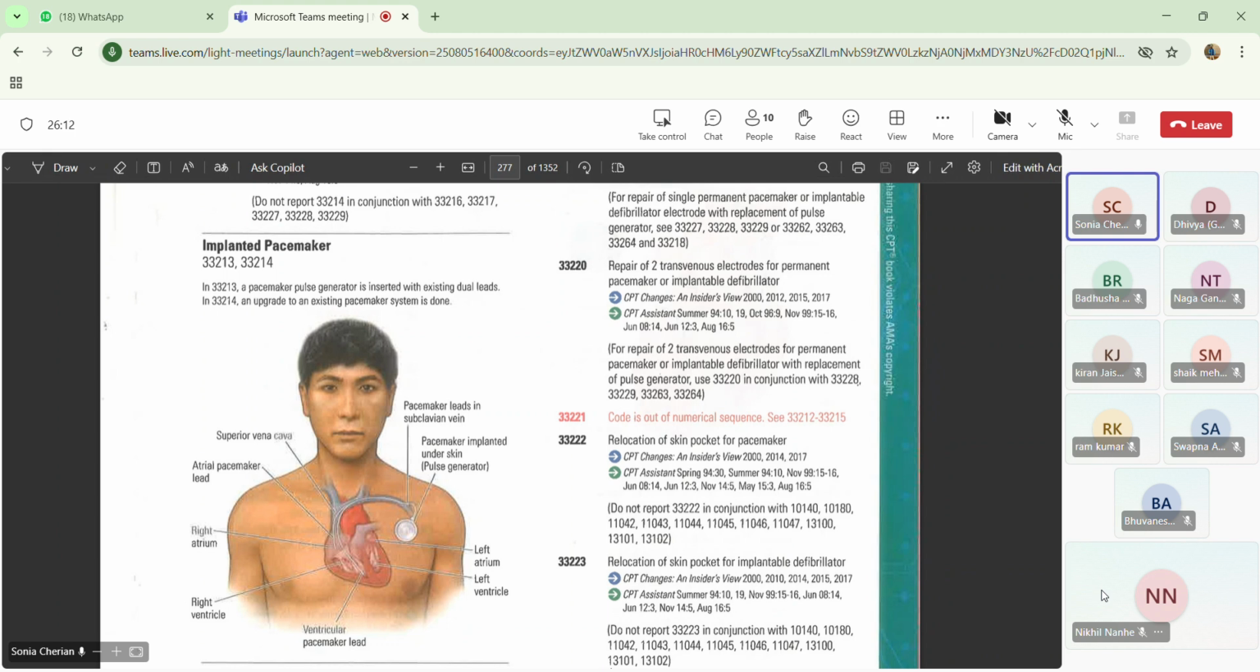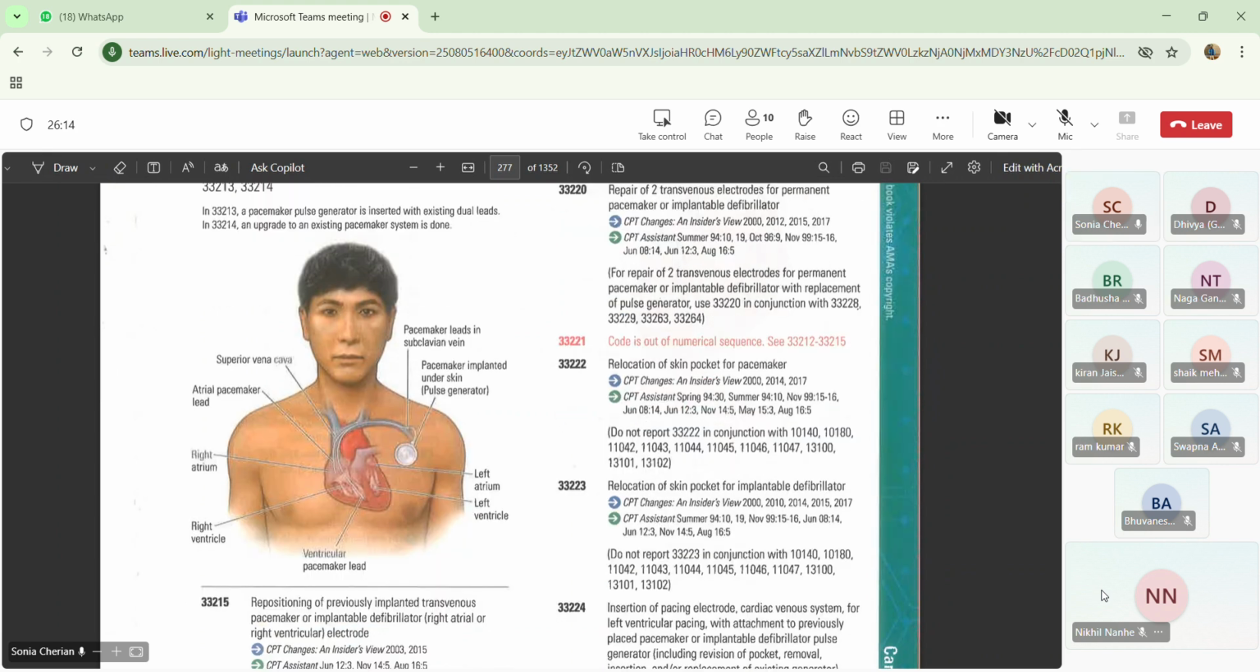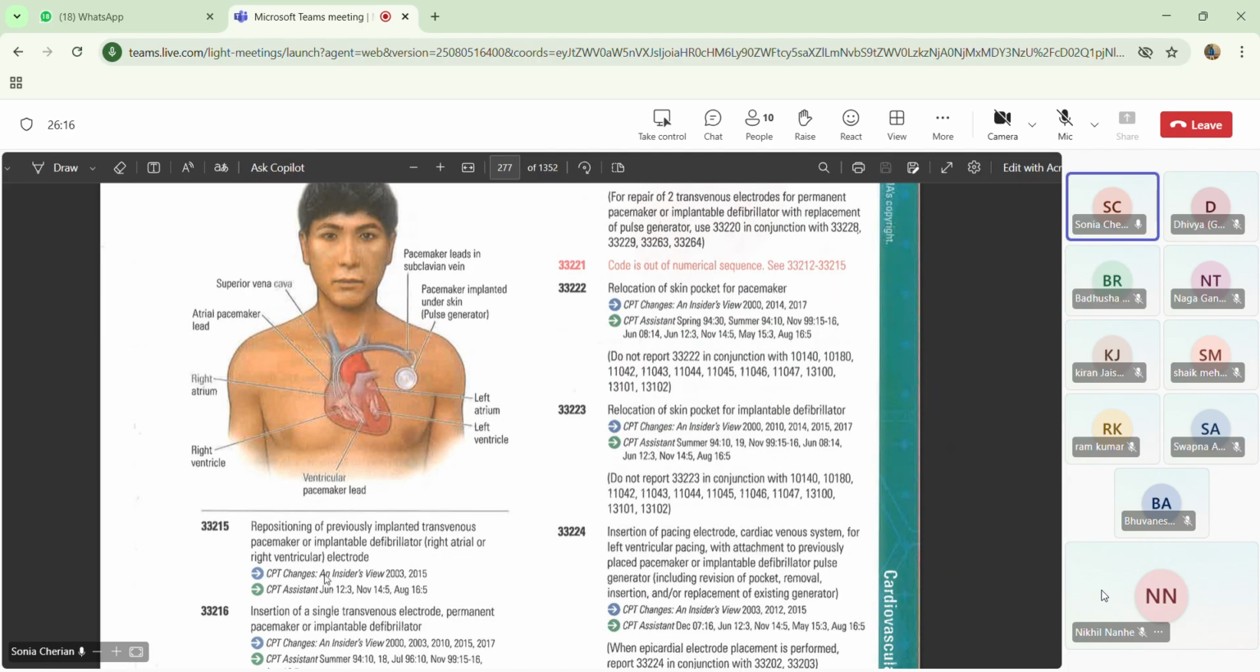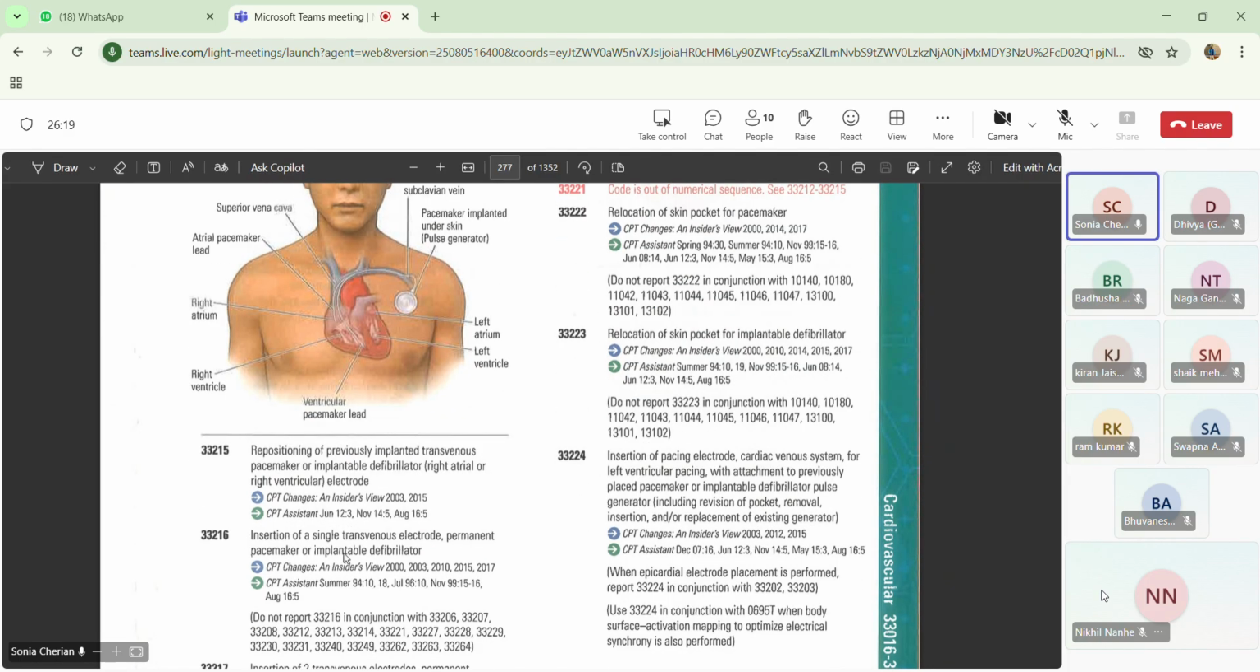You can see the CPTs over here, or if they are repositioning. You have a lot of CPTs over here. So if they are inserting a single transvenous electrode, permanent pacemaker, or implantable defibrillator, this CPT is for pacemaker as well as the defibrillator. This is transvenous single lead. They are placing a single lead. This is performed for the leads, that is what we call electrodes.